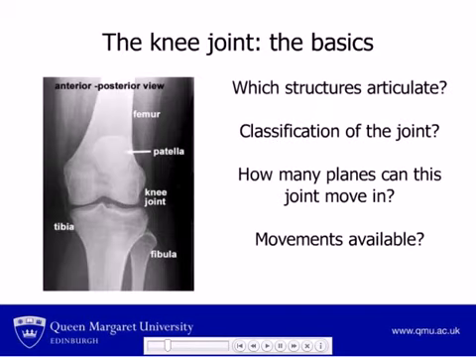Slide 11. Looking at the bony knee joint, can you identify which components form the articular surfaces? How is the knee classified? What kind of joint is it? How many planes of movement can this joint move in? What are the names given for types of motion available in the knee joint? Relatively simple question. Note down the answers now.